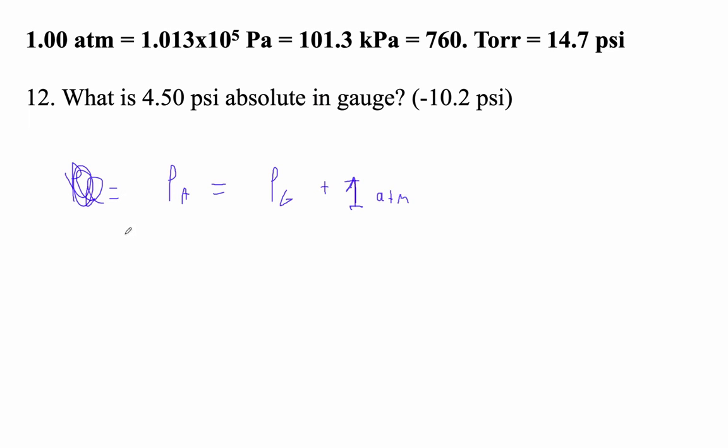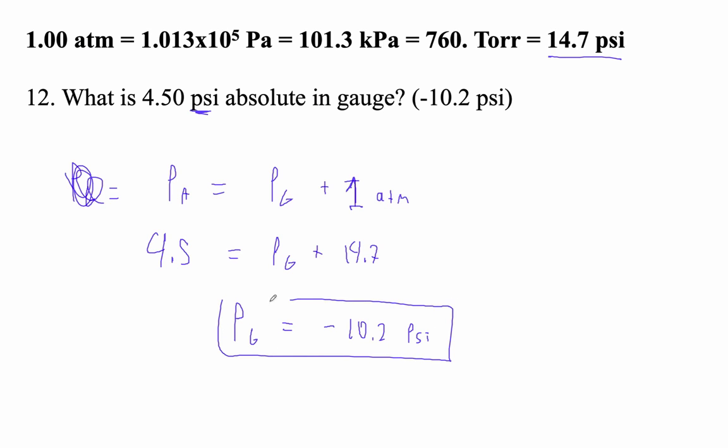All right, so let's see. We want 4.5 to be equal to the gauge pressure plus the atmosphere, and we are in psi, right? So we have to put that in for the atmosphere. Okay, so if I solve this for the gauge pressure, I go 4.5 minus 14.7, and I get negative 10.2, right? So the gauge pressure is negative 10.2 psi.